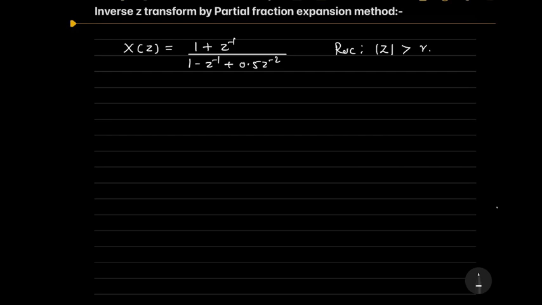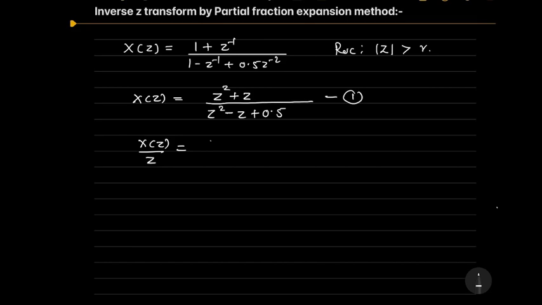Now, first we multiply and divide this X(z), numerator and denominator, by z squared. The result we obtain is (z squared + z) upon (z squared - z + 0.5). Now, X(z) divided by z, obtained from equation 1, is (z + 1) upon (z squared - z + 0.5). This is equation number 2.